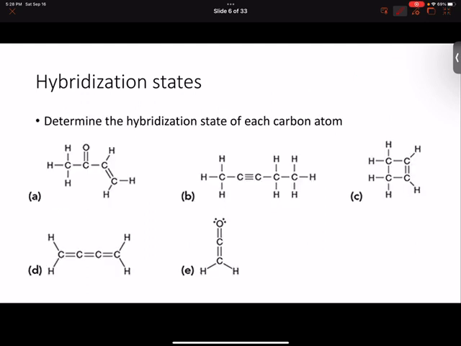For example, we can try these problems in here. Determine the hybridization state of each carbon atom. So for example, in here we only have 1, 2, 3, 4. So when we can do 4 circles, we said that it was going to be sp3, right? I can do a little note for you guys. sp is going to be 2 circles. sp2 is going to be 3 circles. And sp3 is going to be 4 circles.